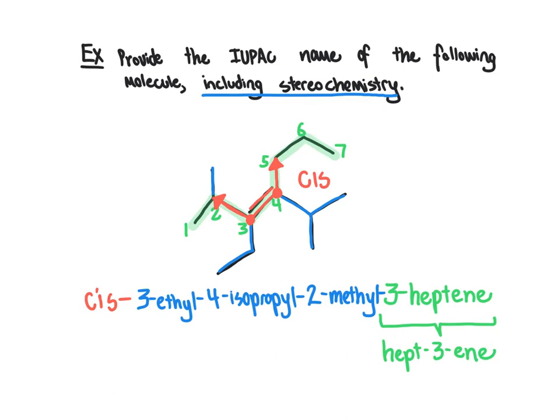And you could have also, to give you just one additional way of naming this, rather than calling it an isopropyl group, you could have also referred to that as a 1-methylethyl group instead. That would certainly affect your alphabetization, but you can do it that way if you like.